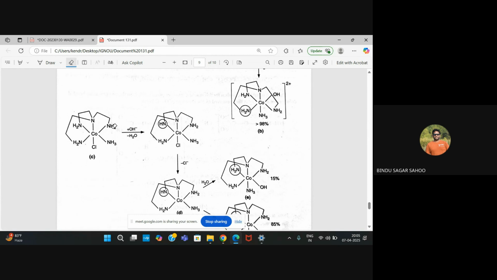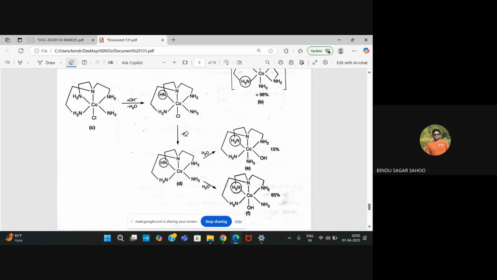But in the other complex, the proton abstraction occurs from elsewhere, because here there will be no presence of hydrogen. Then in the next step, the chlorine will be removed from the complex, and in another step the water will attack. The water can attack in two directions, but mostly this complex will be attacked from below the plane, because there is less steric crowding below the plane. So it can easily attack below the plane, and this amount will be 85%.